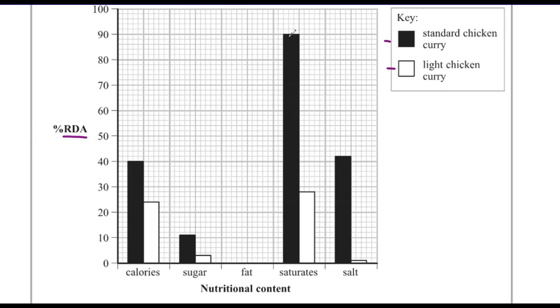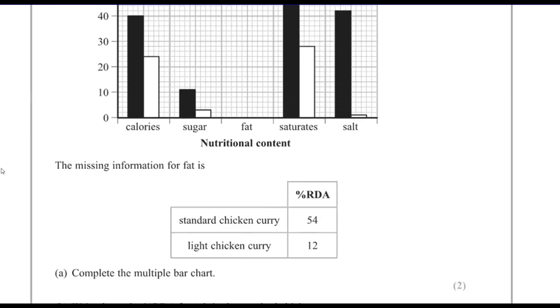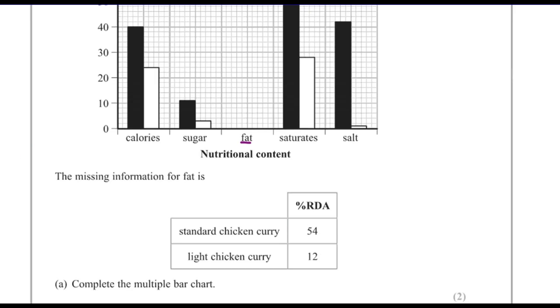And you can see 90% up here is nearly up to what you should be eating in the whole day. And if that's just one meal, that's all you've got left for all the other meals and any other food that you eat in terms of saturates. Anyway, the missing information for fat is here. Fat, you can see there's no bars. Standard chicken curry is 54, light is 12. Complete the multiple bar chart.